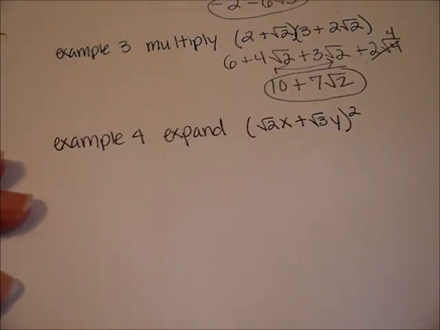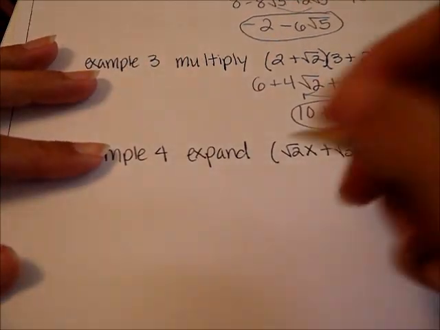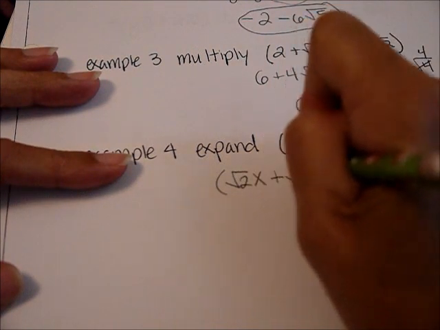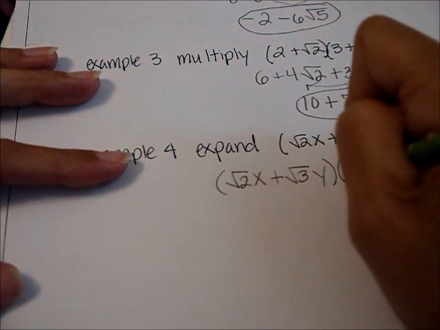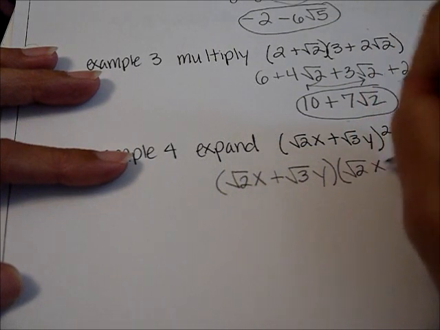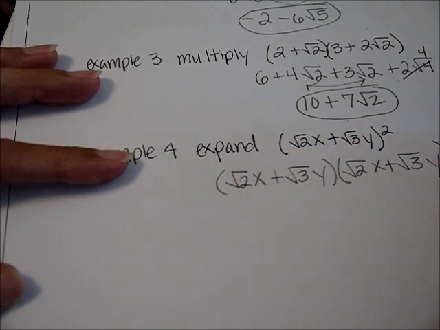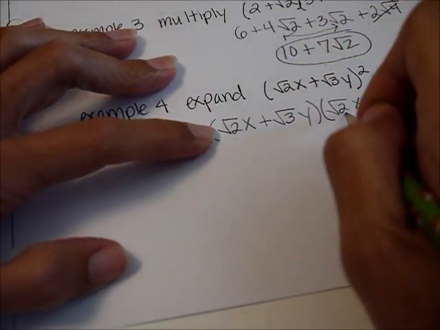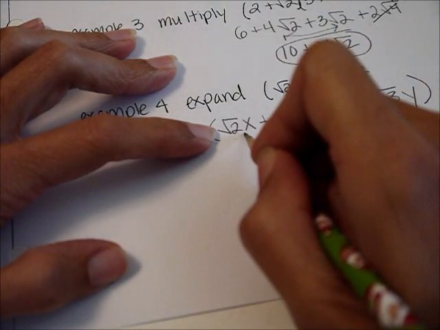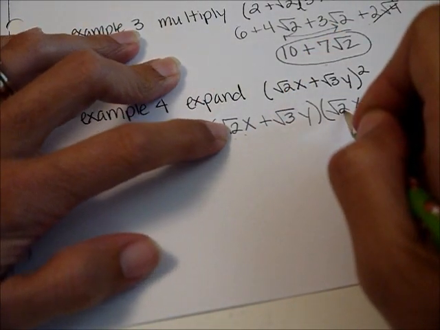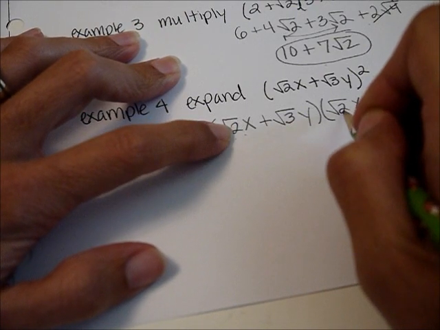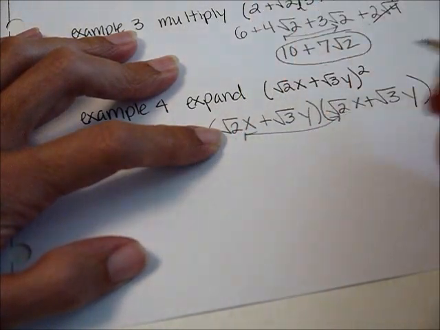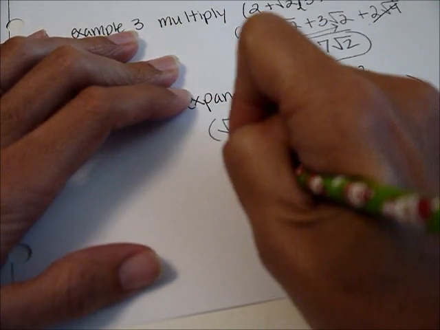All right, this one says expand. They have this, but with a square. So all that means is root 2x plus root 3y times itself. Root 2x plus root 3y. So it's going to be a little more messy because we have some x's and y's in there. First is root 2x times root 2x, which actually is 2x. When you have a radical times a radical and they're the same, what's in there drops out. So when we do these two together, that turns into a positive 2x squared.